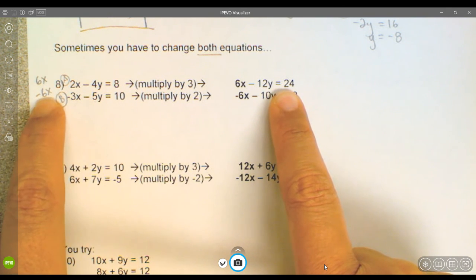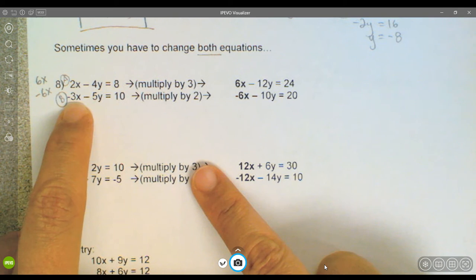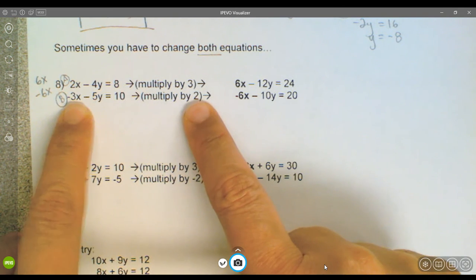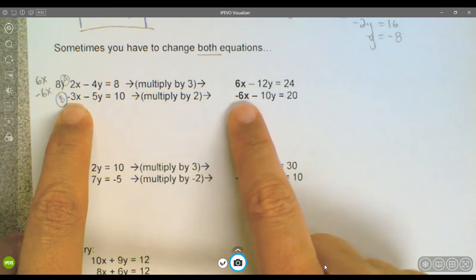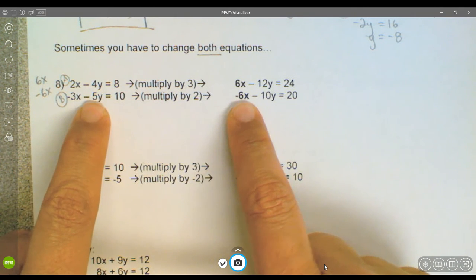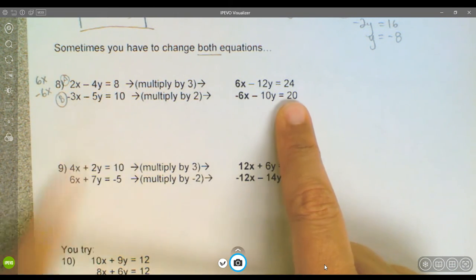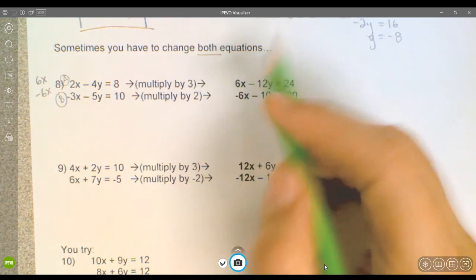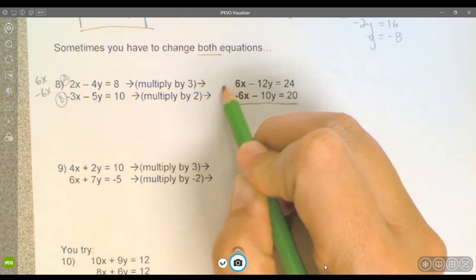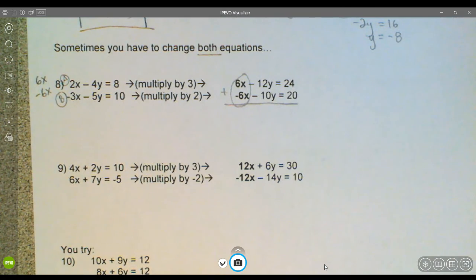So this bottom equation, I need to make negative 3x. It'll get multiplied by 2. So negative 3x times 2 is negative 6x. Negative 5y times 2 is negative 10y. And then 10 times 2 is 20. And look at this, y'all. I've got my opposites. So these will zero out.